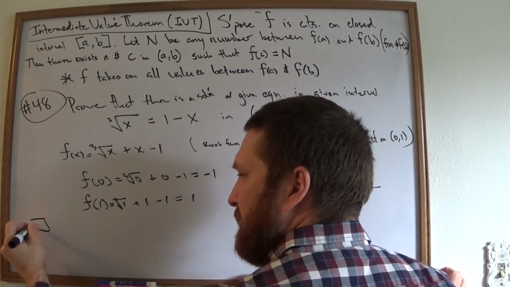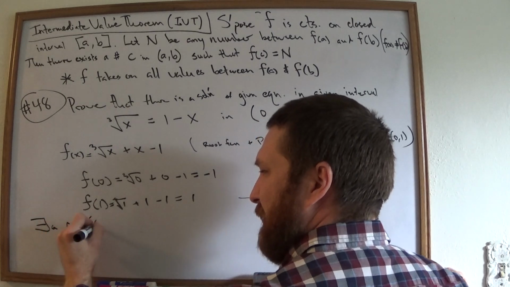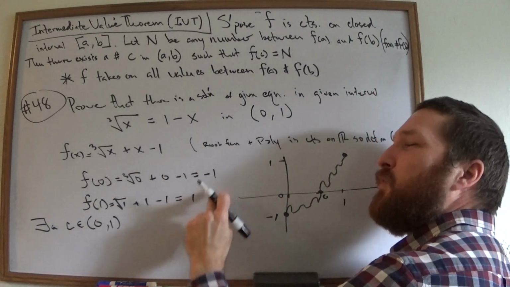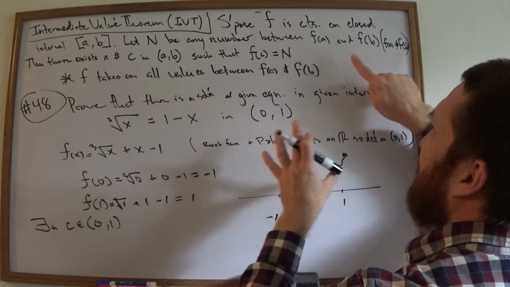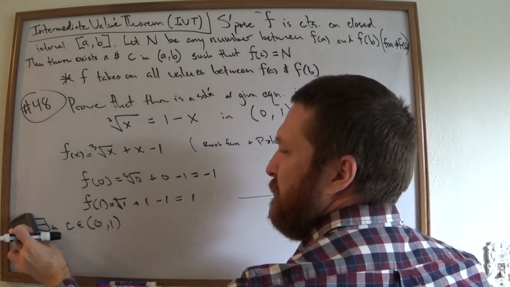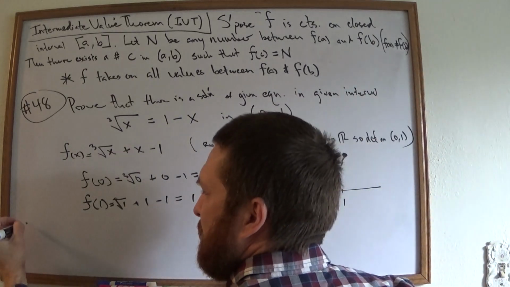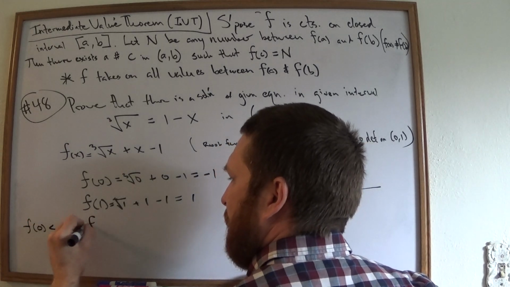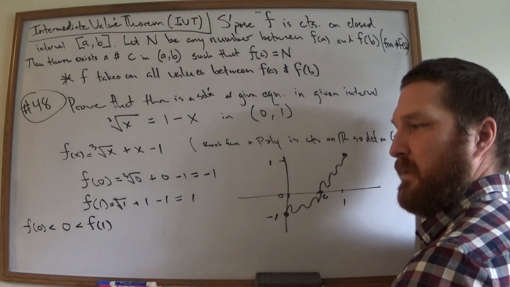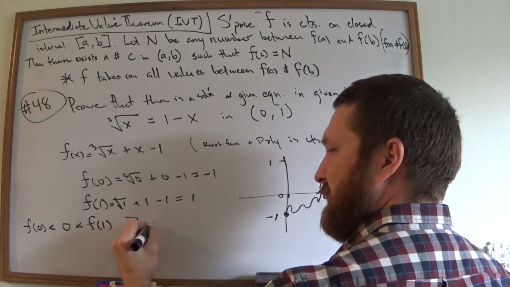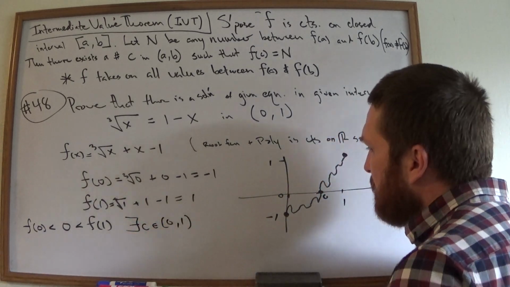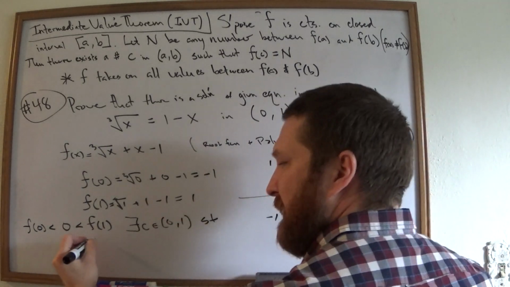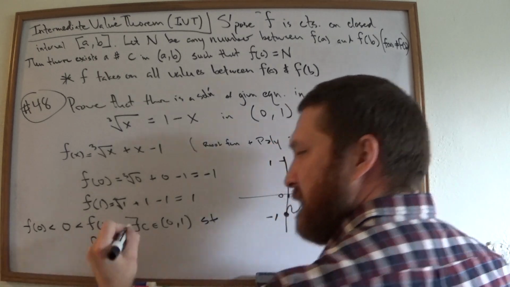Therefore, there exists a c in the interval 0 to 1, such that, and because 0 is between these guys, right? Let's be really, really careful here. Since f of 0 and f of 1, 0 is a number between there, then there exists a c in this interval. We don't know where it is, the theorem doesn't tell us how to find it, but we know that one must exist, such that f of c is equal to 0.